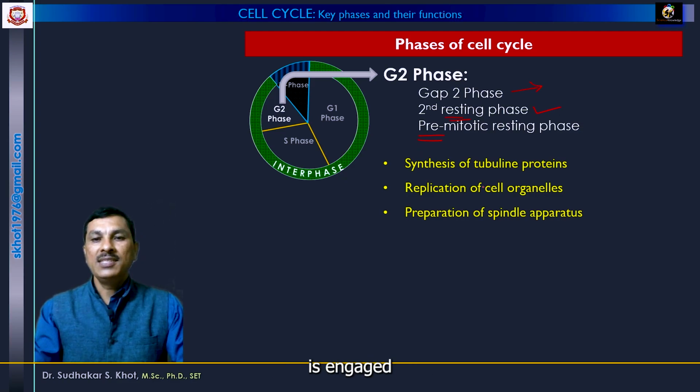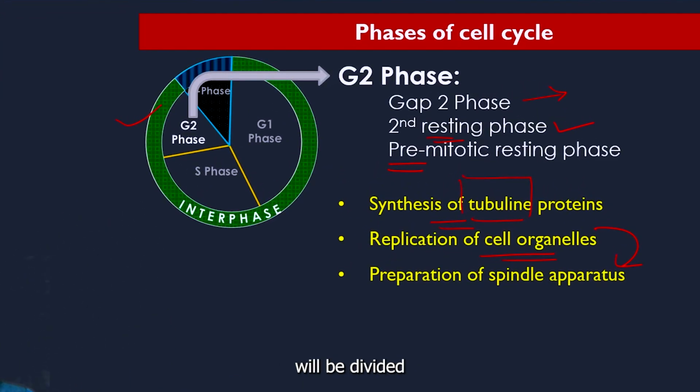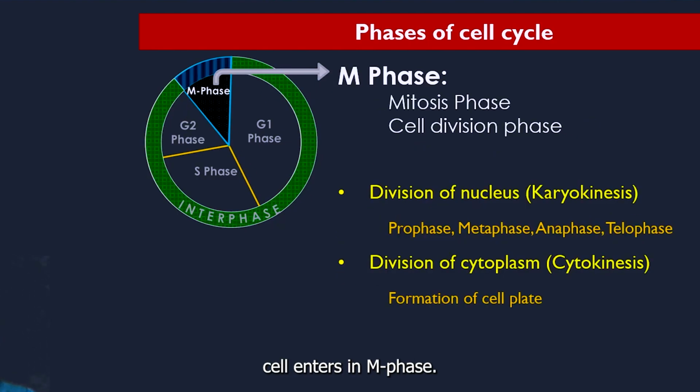The cell is engaged in the synthesis of proteins, specifically the tubulin proteins, which help in formation of the spindle apparatus during metaphase. So tubulin proteins are synthesized in G2 phase. Similarly, the cell organelles are replicated, which later on will be divided in daughter cells. After completion of G2 phase, the cell enters M phase.